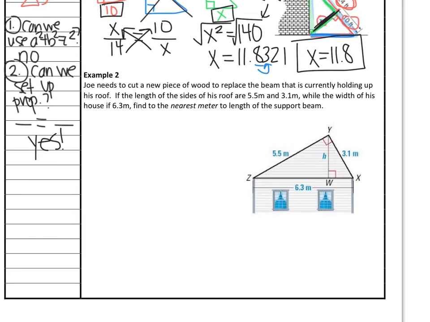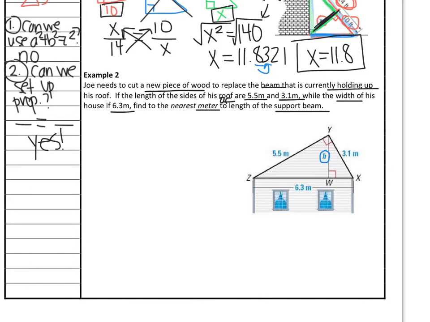So we're looking at Joe, who needs to cut a new piece of wood to replace the beam that is currently holding up his roof. The lengths of the sides of his roof are 5.5 meters and 3.1. Again, everything is labeled here, while the width of his house is 6.3. Find, to the nearest meter, the length of the support beam. Oh, sorry, of the length. There you go, of the support beam. So it looks like that's already labeled for us. So right here we've got the height of that support beam is measured as h.